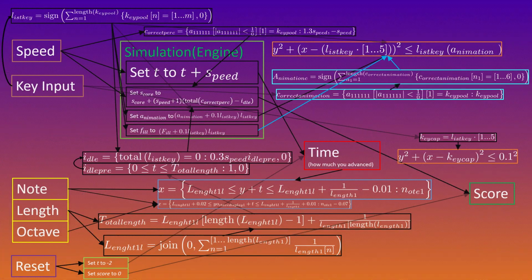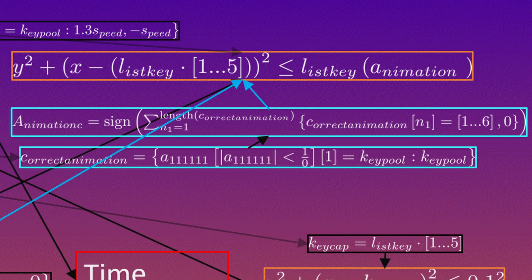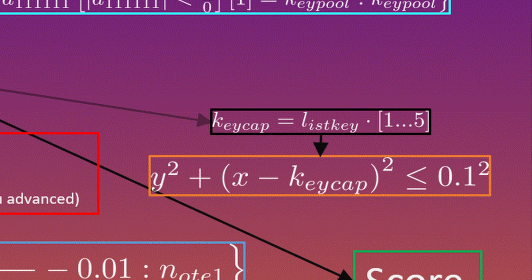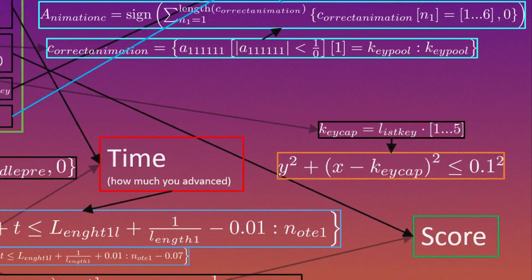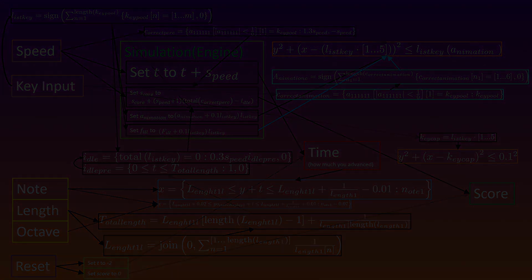And then we have the key animations here, with these two functions determining if it's a red or green depending on if you're wrong or right, and then the key cap is the color of the keys in Guitar Hero. There is a bit more to the graph in the flowchart here, but that's basically how the graph works. Now enjoy a time lapse of me making all of this.